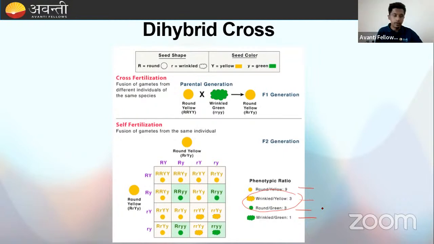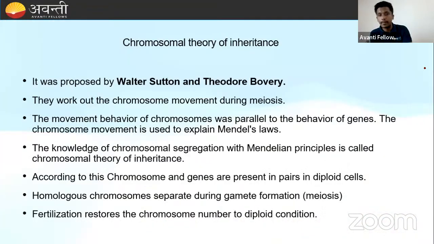Understood? So our phenotypic ratio would be 9:3:3:1, and our genotypic ratio would be 1:2:1:2:4:2:1:2:1. In simple terms, 1 to 1, 2, 4, to 1, to 1. All right. So this is the dihybrid cross, and this is the conclusion of the dihybrid cross.